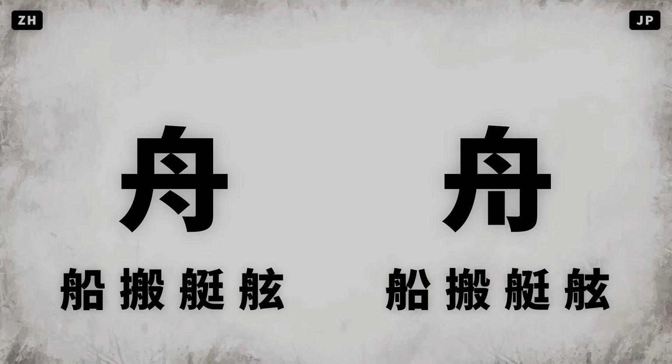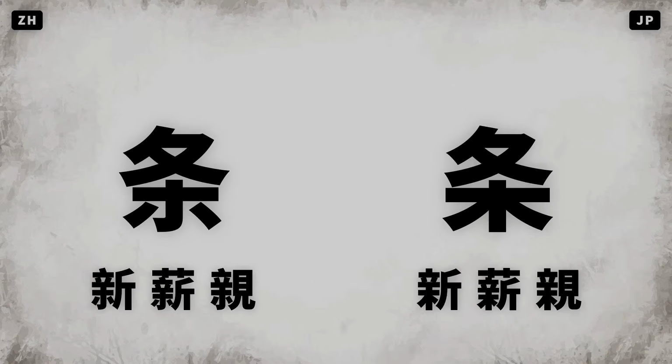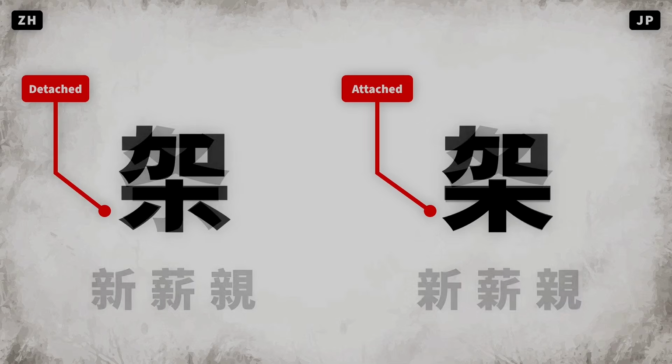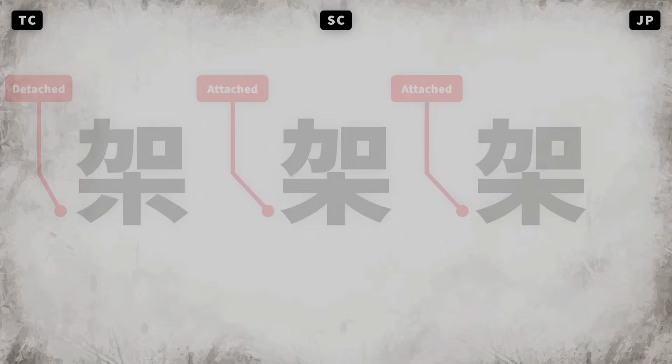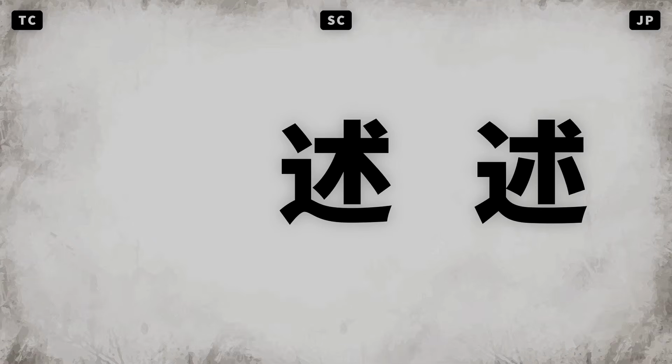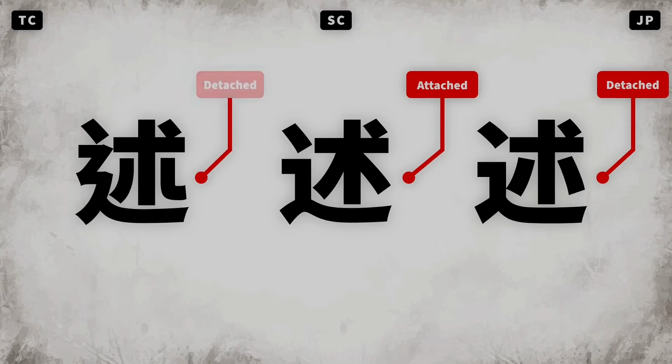The ship radical contains 2 dots in Chinese, whereas in Japanese the bottom dot is replaced with a vertical stroke. The tree element can be sometimes written with its roots detached from the trunk. There are cases in which that happens in Chinese, but not in Japanese, and sometimes only in traditional Chinese, though it's all font dependent. It can also happen the other way around, where the roots are detached in Japanese and joined in Chinese, at least in simplified Chinese. It's all kind of a mess.